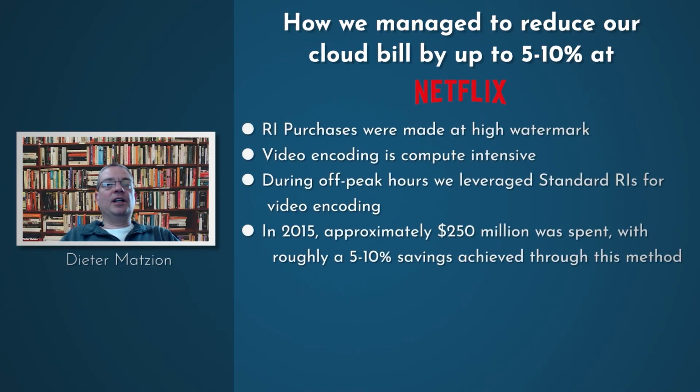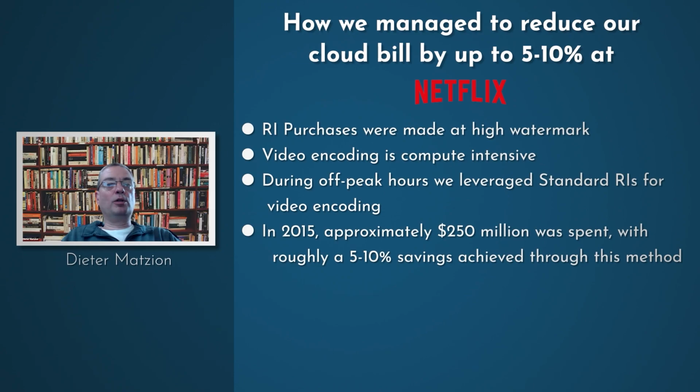At Netflix, we used a little bit of a trick. When you look at Amazon Web Services, there is a prepayment product called standard reserved instances. The standard reserved instances provide two things: one is a capacity guarantee, and the other is a billing benefit. So we purchased the standard RIs in the production account. That means the purchases were made at the high watermark of what the production workloads needed.